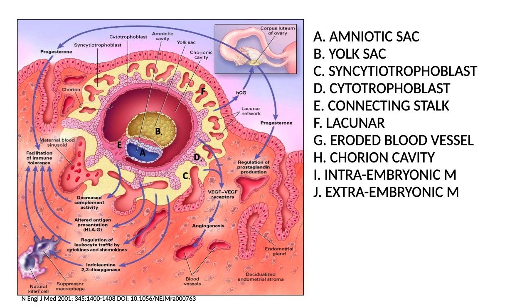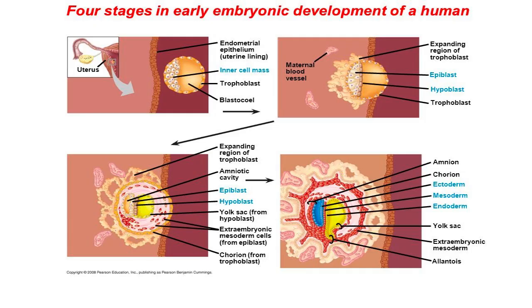It will soon be filled with maternal blood that comes from the eroded blood vessels. And here is an eroding blood vessel. You can see the blood cells moving into the closest lacuna. And H, you can see that is the chorionic cavity, and you can see I is the mesoderm. You can see J is the somatic extra embryonic mesoderm, which grows into these villi projections.